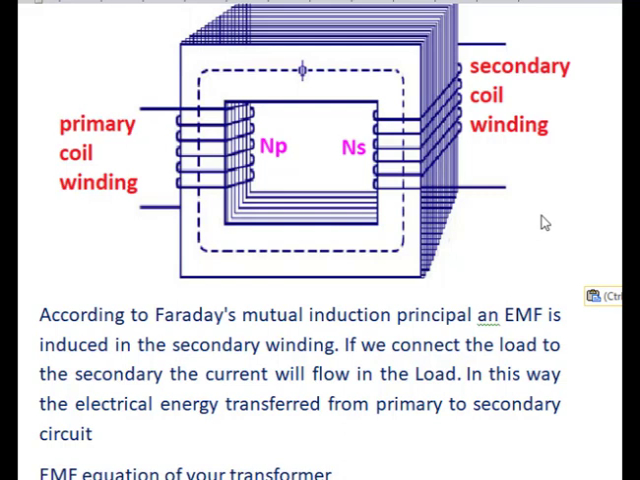If you connect a load resistance in the secondary, the current will flow in the load. We can connect any resistor or bulb or any devices in this output. It is the load. So the current is passing through the load. In this way, the electrical energy is transferred from the primary coil winding to the secondary coil winding.